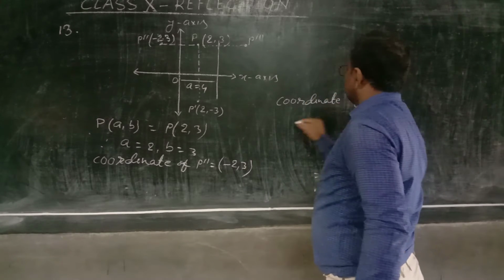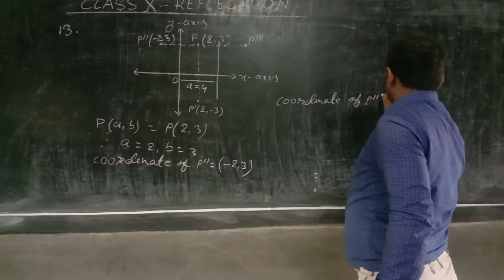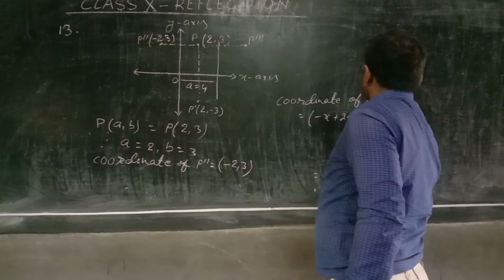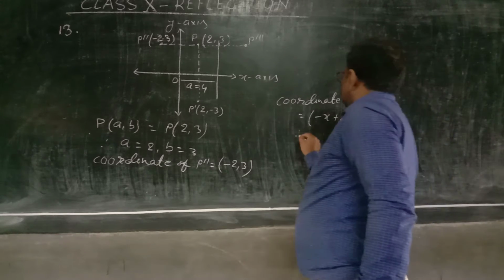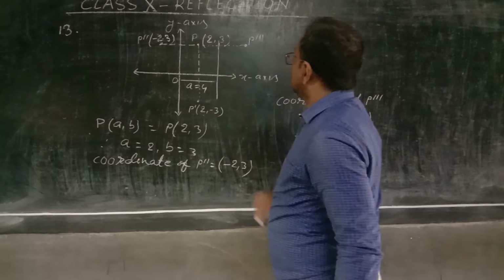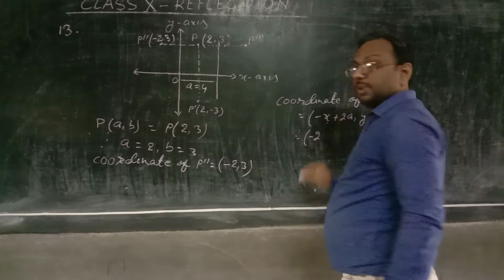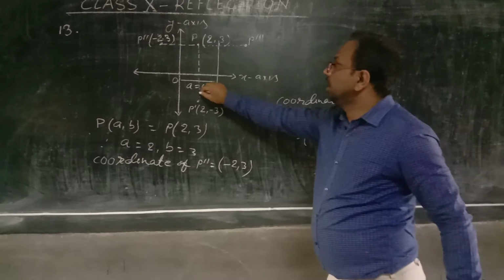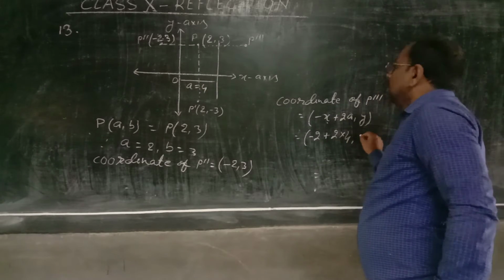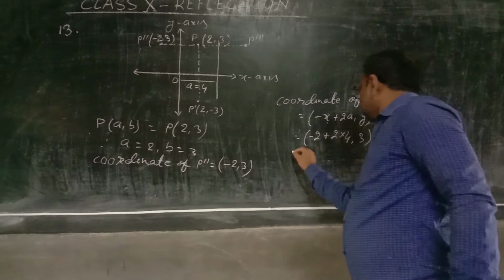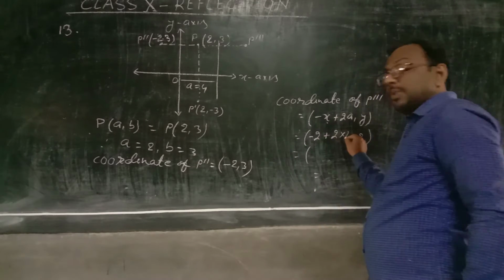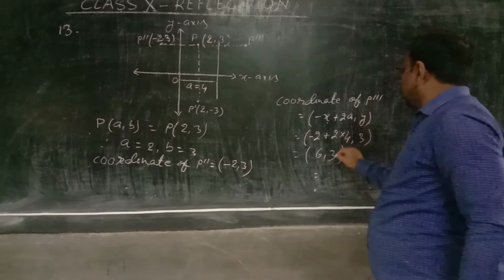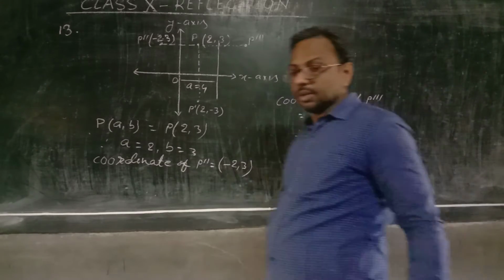Coordinates of P triple dash are equal to (-x + 2a, y). So this is 2, but here we write -2 as per the formula. We write -2 plus 2a. 2 into a is 4, comma y is 3. You calculate it. It became -2 plus 8 equal to 6, comma 3. So the coordinates of P triple dash became (6, 3).